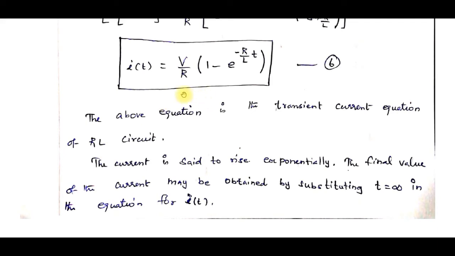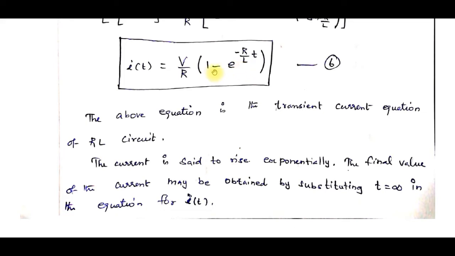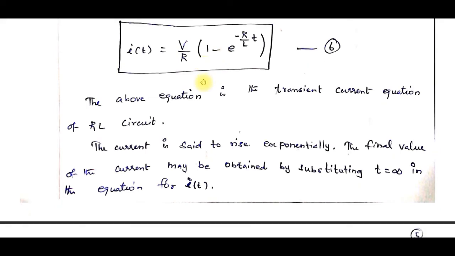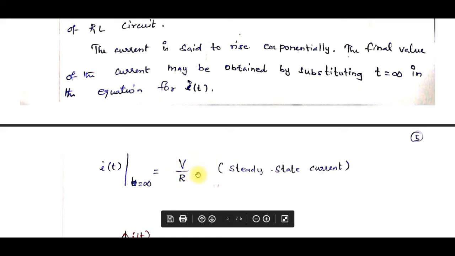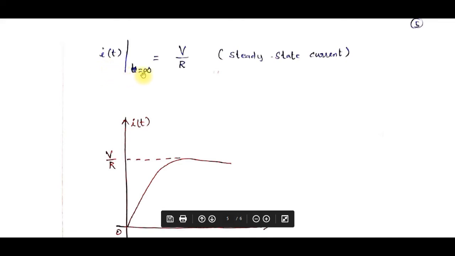So we need to know the final value. For finding the final value, we need to substitute time as infinity. If we substitute time equal to infinity, e power minus infinity will be 0, so we will have v by R as the value. Then I of t at time t equal to infinity will be equal to v by R. Okay, so this is the steady state current.